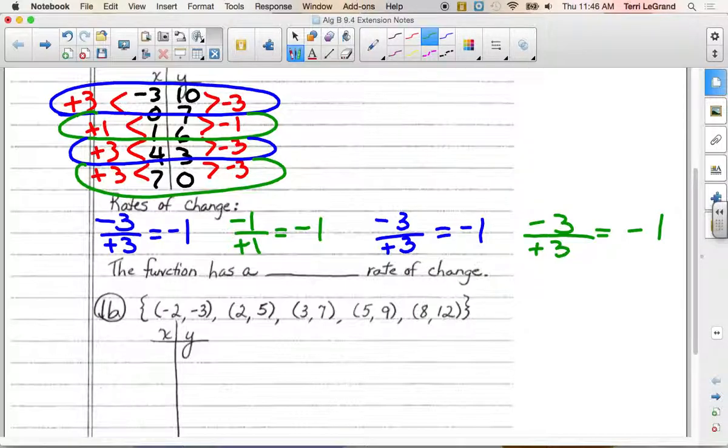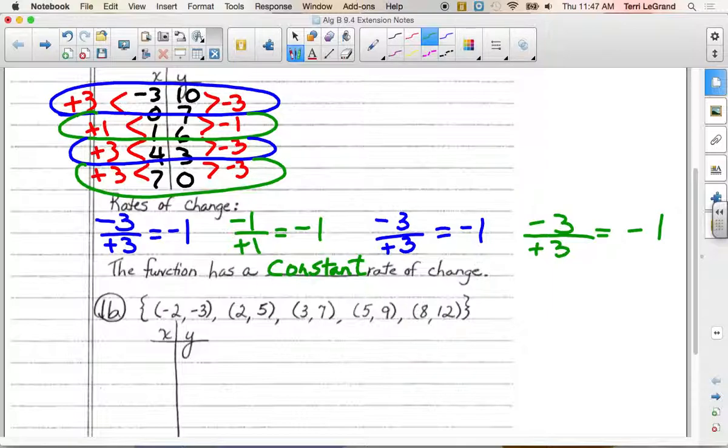So we would say this function has what kind of rate of change? A constant or a variable? This one has a constant. And if it has a constant rate of change, what kind of a function is it then? Or in other words, if we graph these ordered pairs, what kind of a graph would we get? Linear. Yeah. If it's a constant rate of change, it's linear.